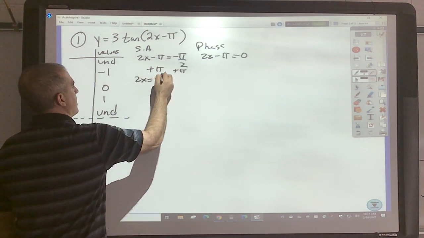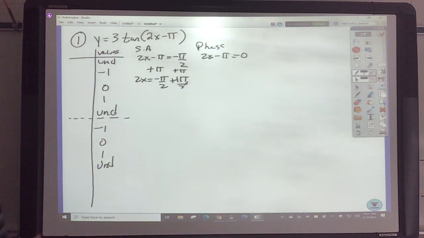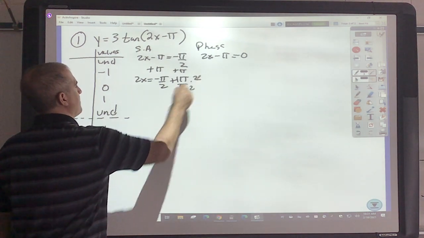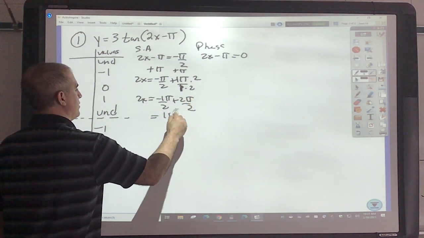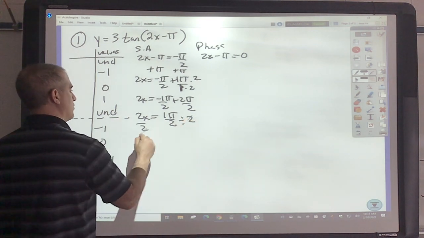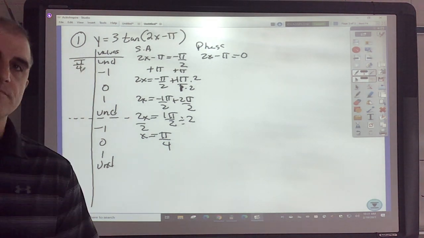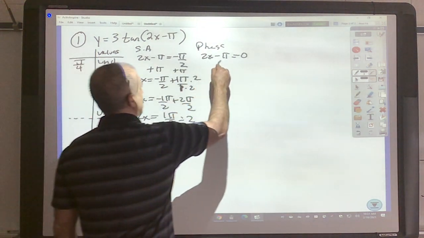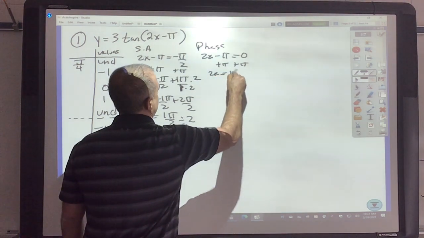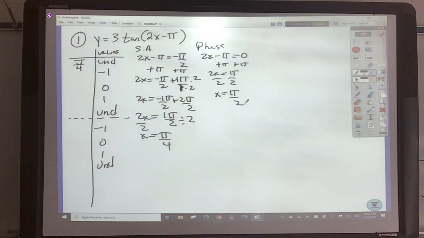So it's going to be 2x equals -pi/2 plus 1 pi over 2. I'm sorry, 1 pi. So what I need to do is get a common denominator, so I'm going to have to multiply by 2 and 2. So that's -1 pi/2 plus 2 pi/2. That's going to be 1 pi/2. And then I would divide by 2, which would give me pi/4. That would be my starting amount. Now, to find the phase shift, I would just add pi, that's 2x equals pi, divide by 2. The phase shift is pi/2, which we'll get into more next class.